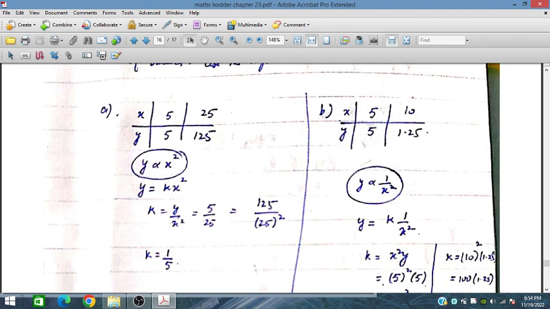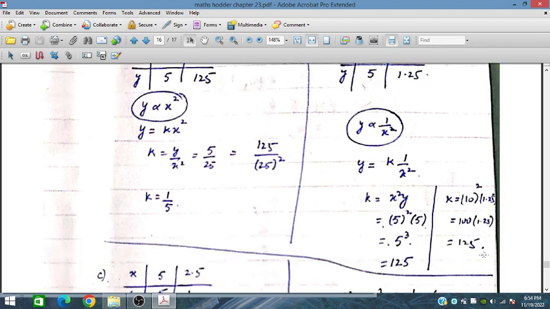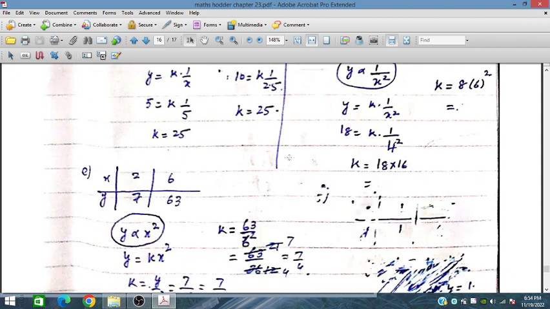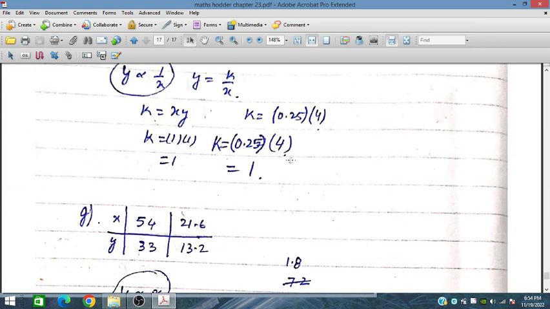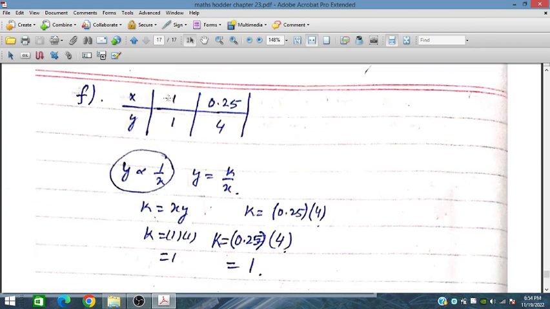Similarly for this, y is equal to 5, and this is 5 and 1.25. So we can see this is simply this relationship. And similarly for this, x is equal to 1, y is equal to 1. If x is reduced, y is increased. So this is in a 1/x relationship. By multiplying this together we get 1, and by multiplying this together we get 1. So this k is 1. So this is y equals 1/x.